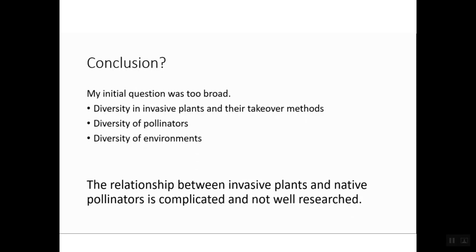So basically, the relationship between the invasive plants and native pollinators is complicated, and it's really not well researched. It's very time consuming. On an individual population level, it's generally not considered too big of a threat. So it kind of just depends. It's kind of an unfortunate answer, I guess, but that's what the research has shown me.